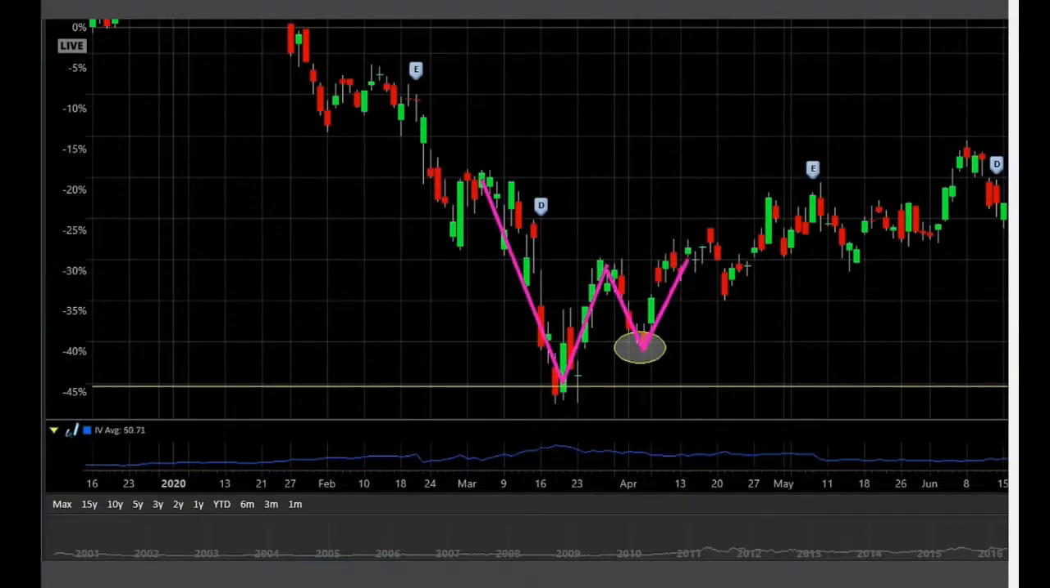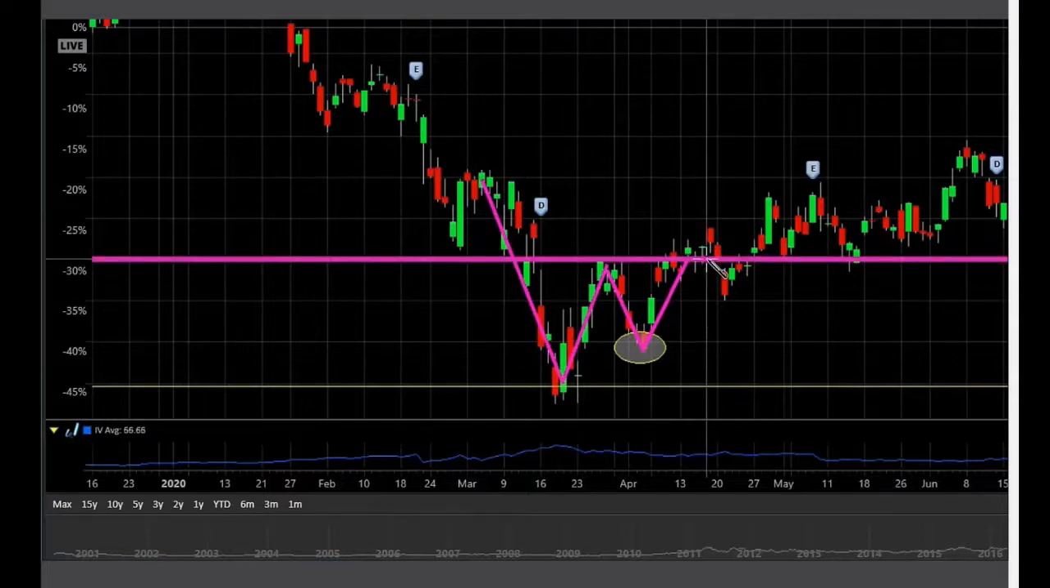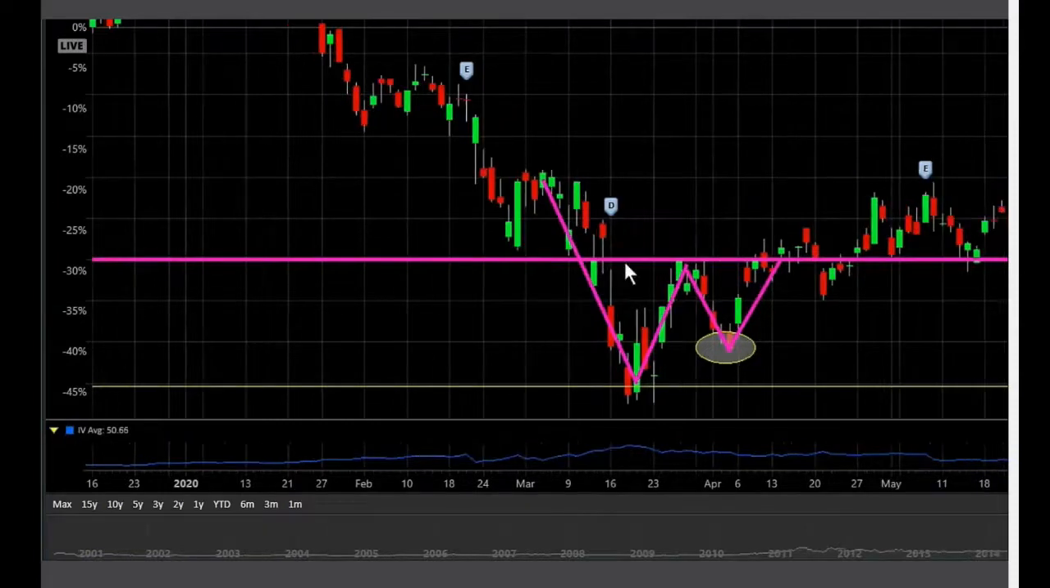Notice here, I'm going to draw our line. Here is what we were looking for. Okay, let's shrink that back down after we exit our draw mode. We had our double bottom right there.